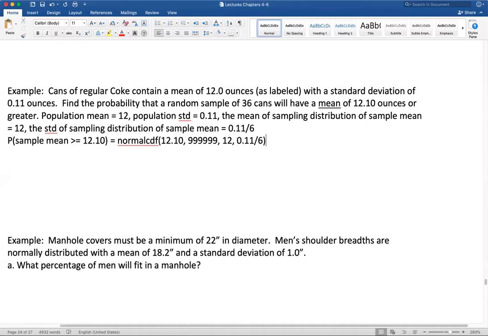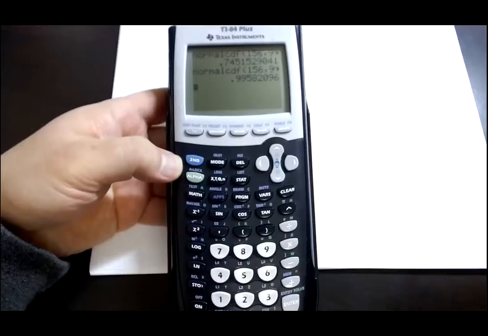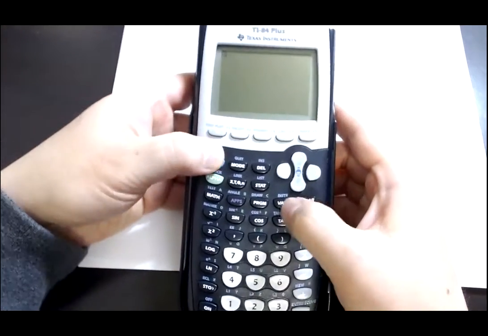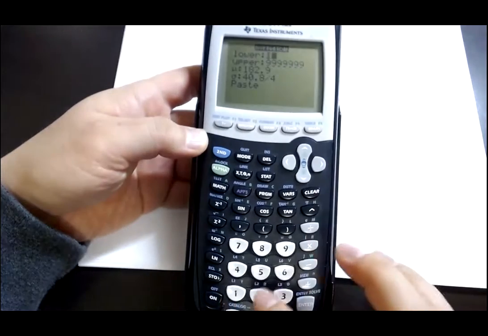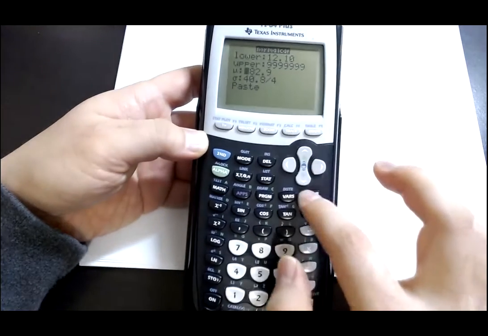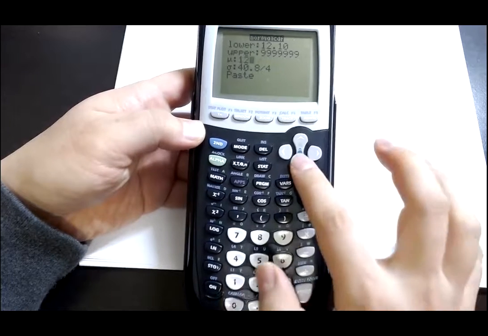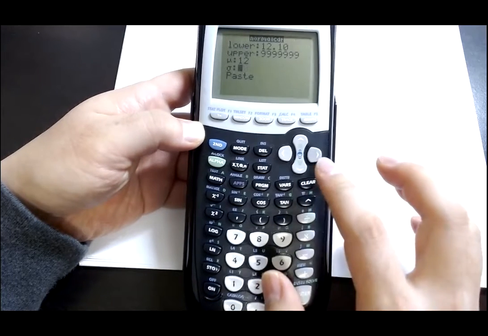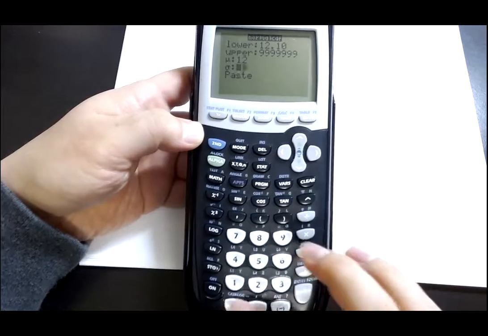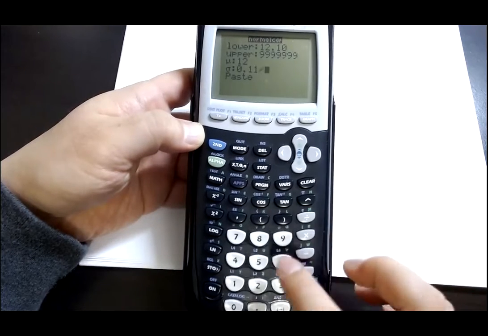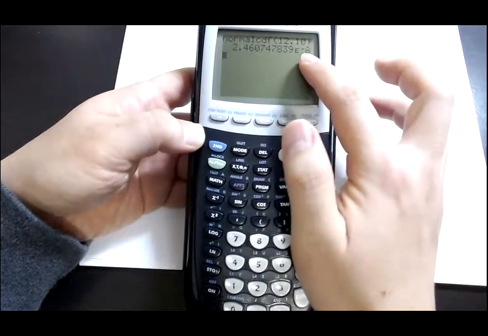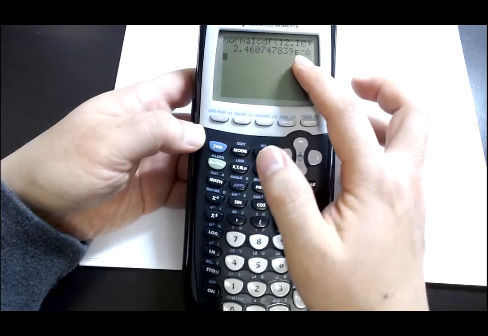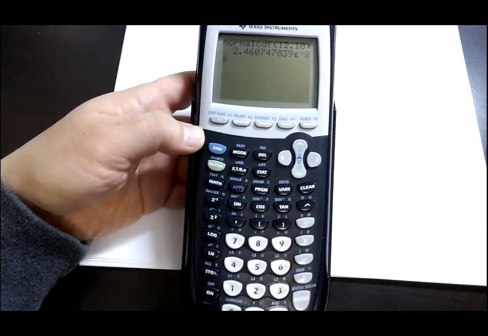Okay, so let's figure out the answer. In the calculator, we go to the distribution menu. There's the normal CDF. The lower is 12.10, the upper 9999, mu is 12, and sigma is 0.11 divided by 6. Okay, paste. So we got 2.46 times 10 to the negative 8. So this is a really small number, right?